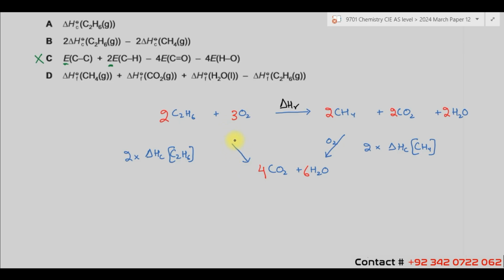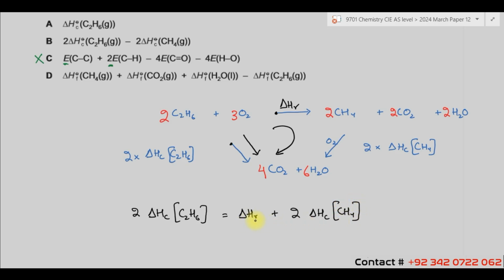Let's draw 1 step, 2 steps. So both tails emerge from this point. So this is the starting point. Both heads are here. So this is the end point. This will be direct step and this will be indirect step. So we have 2 delta HC C2H6 is equal to 2 steps in which we have delta HR and 2 moles of enthalpy change of combustion of CH4.